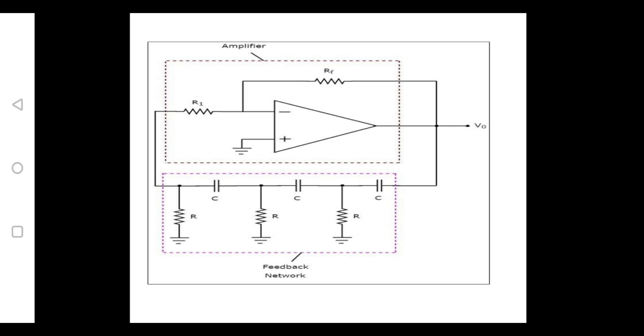Here, if we observe, there are three RC sections present in this circuit, and each RC section has the capability to give a phase shift of 60 degrees. So three sections of 60 is equivalent to 180. So the op amp will give you 180 degrees phase shift, and these RC combinations will give you 180 degrees phase shift. So the total phase shift is 360 degrees.